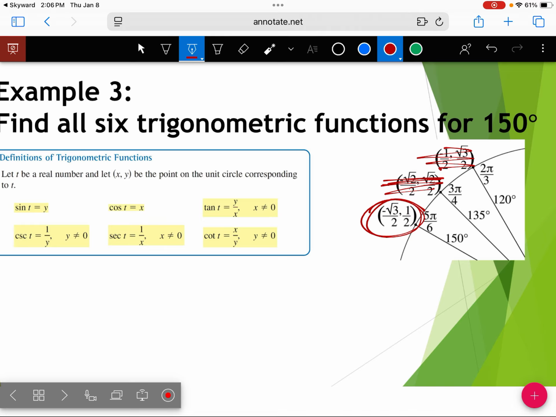So in quadrant 2, what did we say was positive and negative in quadrant 2? The only ones that should be positive are sine and cosecant. That's it. The other 4 should be negative.